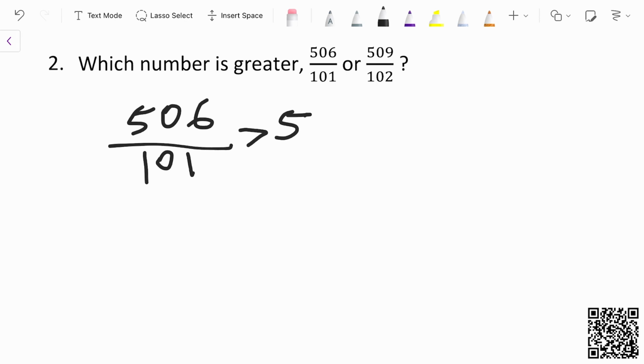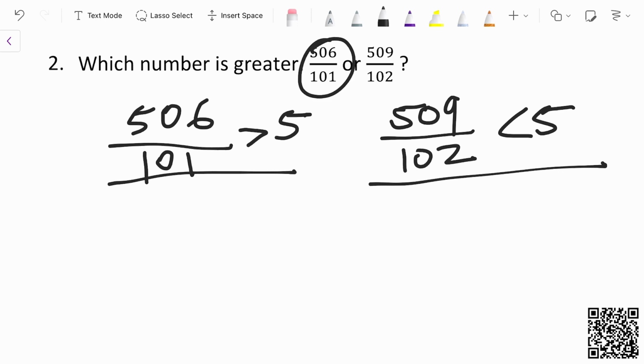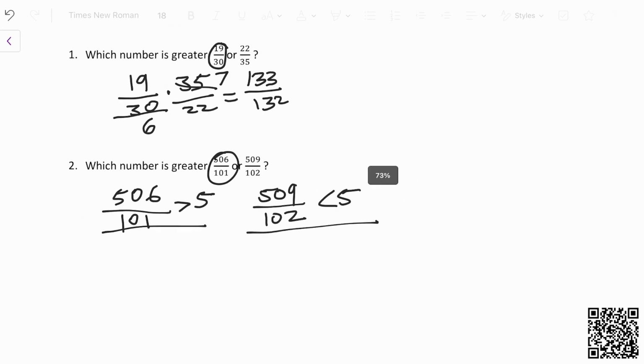And you might see where I'm going with this. But then for this number, as you can see, 102 times 5 would be 510. So this number would be less than 5. So if this number is greater than 5, and this number is less than 5, then which one do you guys think is bigger? Well, yeah, it's the one that's bigger than 5, right? So 506 over 101 is greater than 509 over 102.